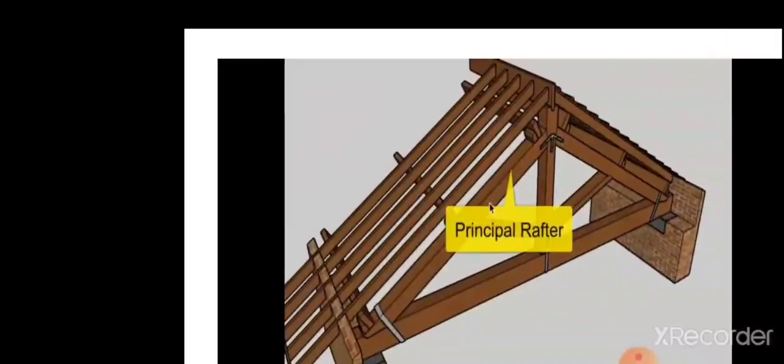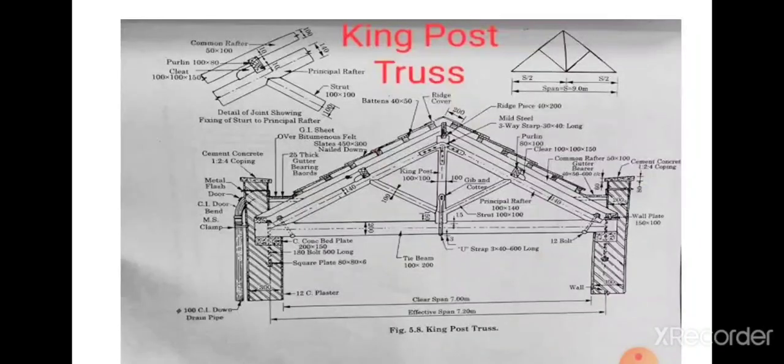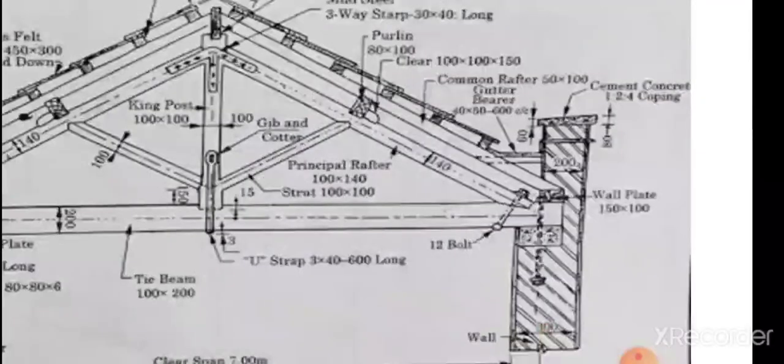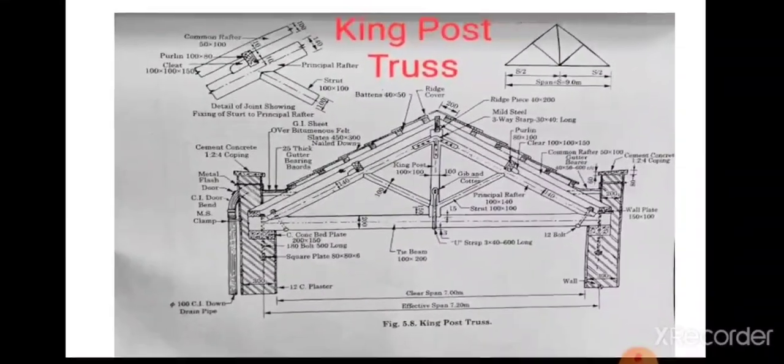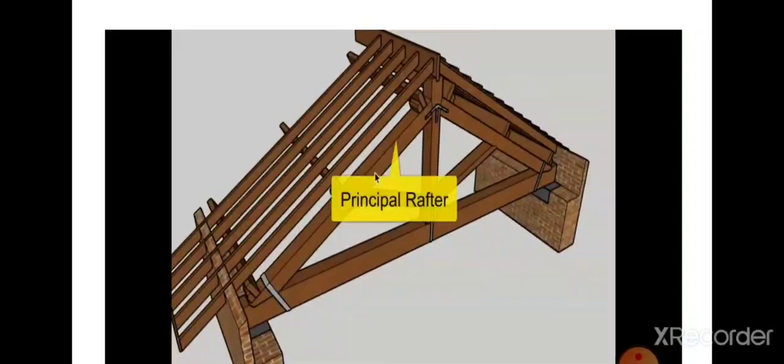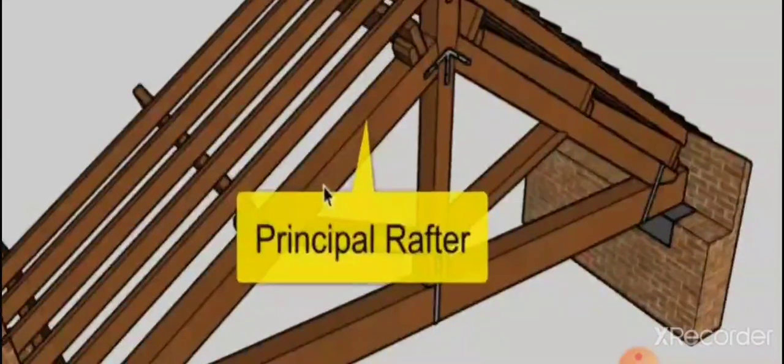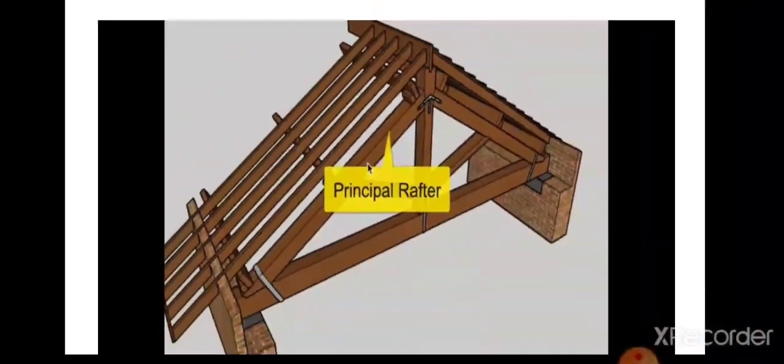Okay, you can clearly see from the front side the principal rafter is 140, so towards the inside it is 100. So from the front side, as the arrow mark is suggesting, it is 140, and towards the inside the thickness is 100.